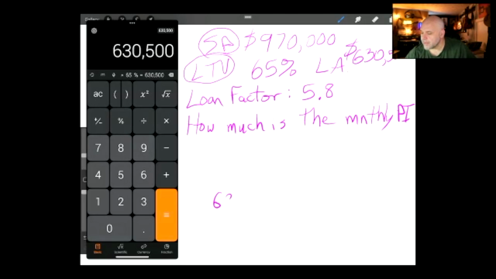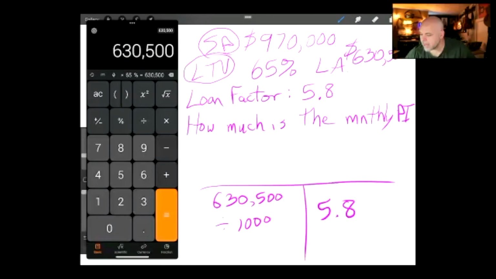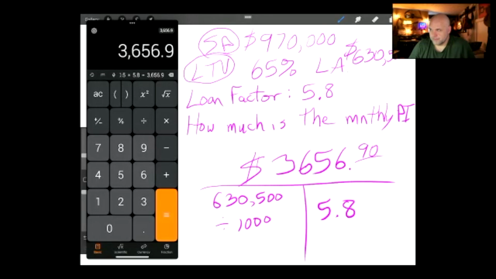Now that we know that, we can put that on the bottom. We're going to have our factor also on the bottom. Don't forget to divide this loan amount by 1,000, and that's going to give us our answer. So 630,500 divided by 1,000 is that number. Multiply that number by the factor, and I think that's the number you just said. Yes, that's what I did. There you go. Does that feel better? Yeah. Thank you. You're welcome.